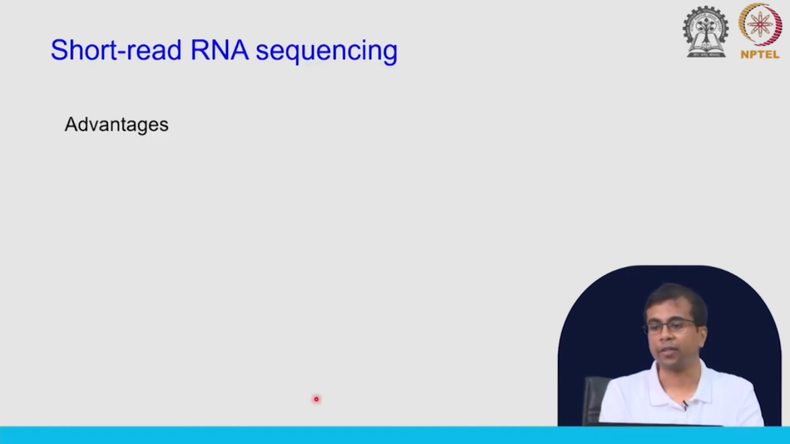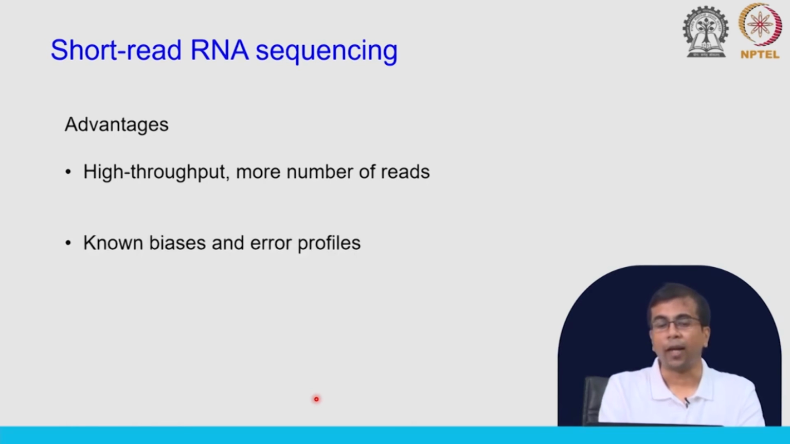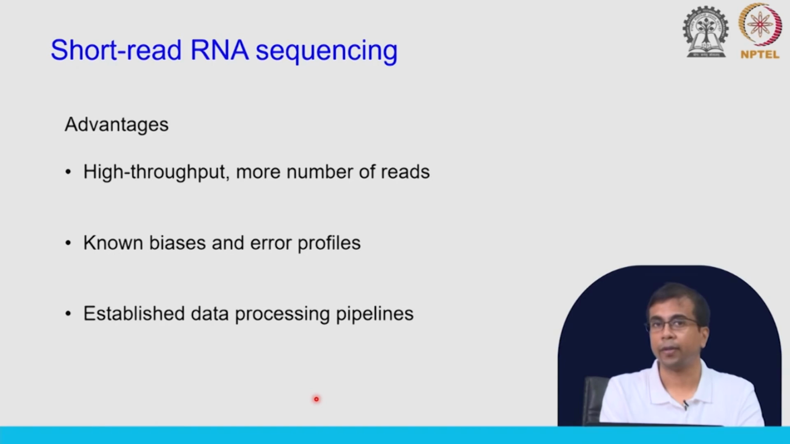The advantages of short read sequencing: we know already Illumina is really high throughput, you get a large number of reads quite easily and it is not very expensive. We also know the biases and error profiles of the Illumina method, and we have an established data processing pipeline. We have already seen, when doing variant analysis, some of these pipelines that are available, and most of them are developed for FASTQ files, for the Illumina platform.